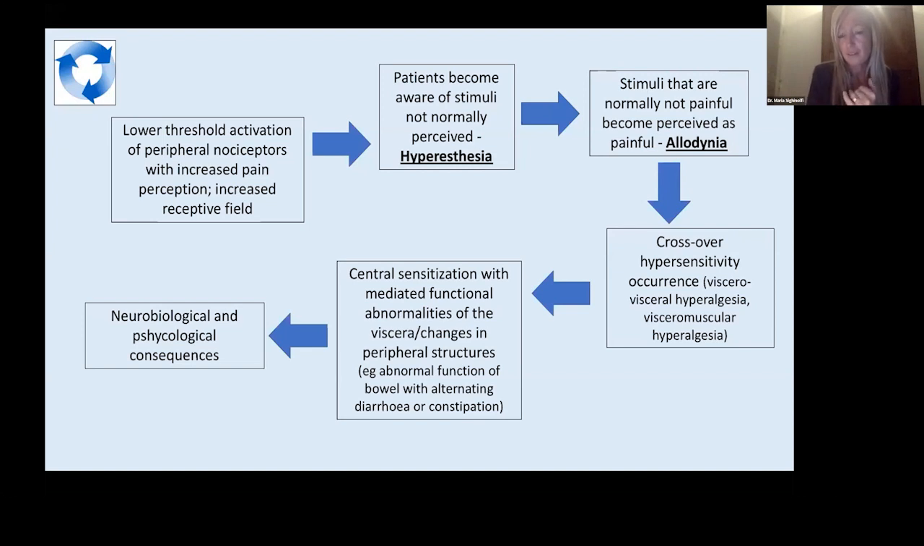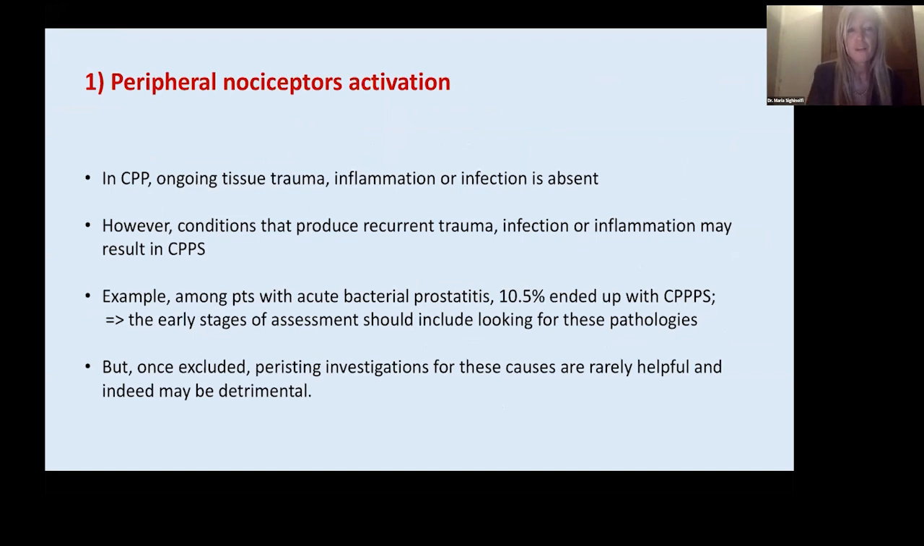Finally, we can also have, as we have said, a crossover hypersensitivity occurrence, visceral interactions. And finally, a central sensitization with mediated functional abnormalities of the viscera or changes in the peripheral structures. And everything finally ends up with neurobiological and psychological consequences as well. So everything starts from peripheral nociceptor activation, because we have said that in chronic pelvic pain, ongoing tissue trauma, inflammation, or infection is absent. An acute process is absent, but conditions that produce recurrent trauma, infection, or inflammation may finally result in a chronic pelvic pain syndrome. For example, as a urologist, we can say that among patients with acute bacterial prostatitis, 10% may end up with a chronic pain syndrome.